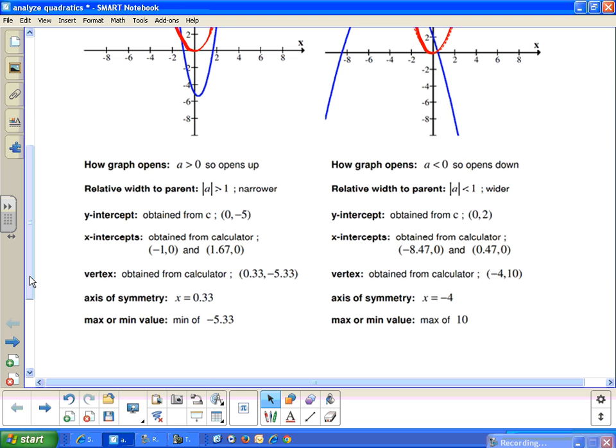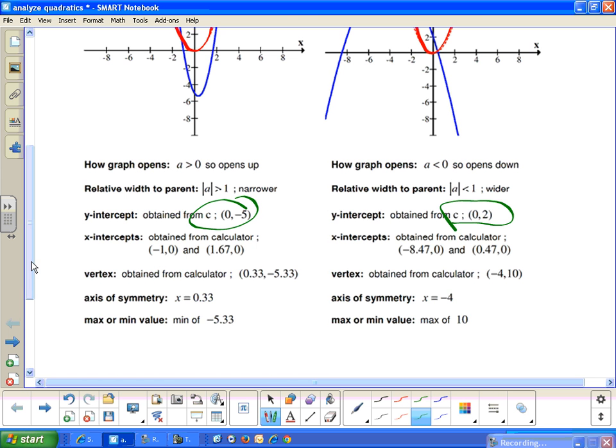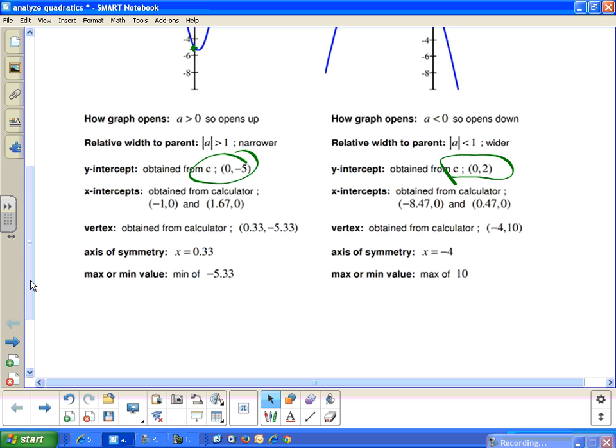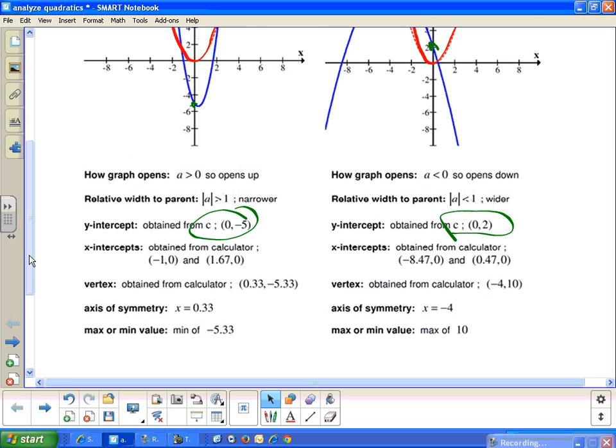Our y-intercept is your c. It's on the y-axis. Wherever you have c at, you can see from both of those. This one was a -5. That's our y-intercept down here. This one was at 2. There's our y-intercept right there. It's not the vertex necessarily, because on these, if there's a middle term, it can be a vertex, but it's the y-intercept. The x-intercepts are what we're going to get either from the graph or the equation.